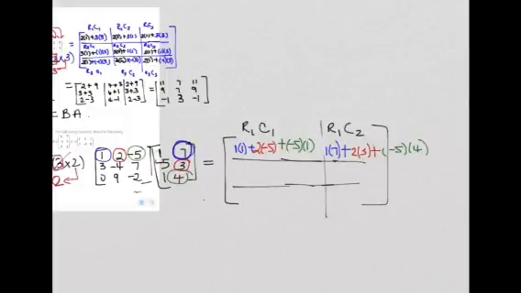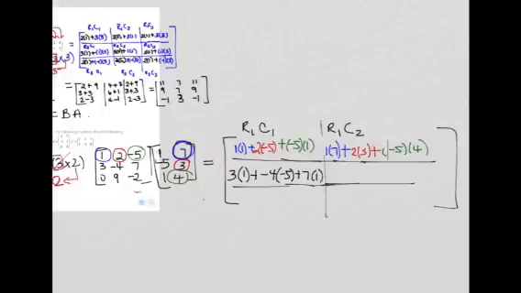Again, I don't have any space. Now we're done with row 1. We can move on to row 2. So the first element in row 1 is a 3. It gets multiplied by the first element in row 2, which is a 1, plus the second element times the second element, plus the third element times the third element. We are finished with row 1, column 1. Now row 1, column 2.